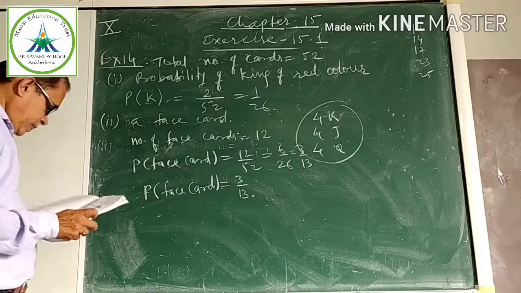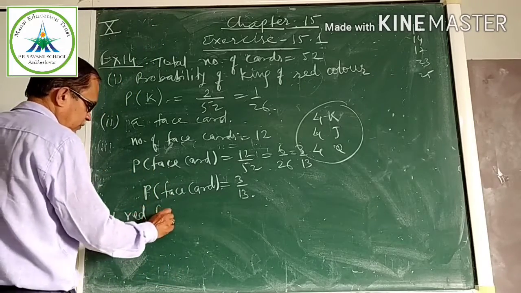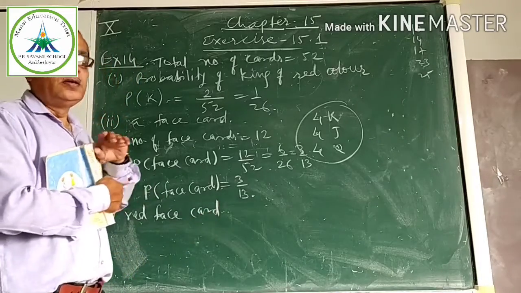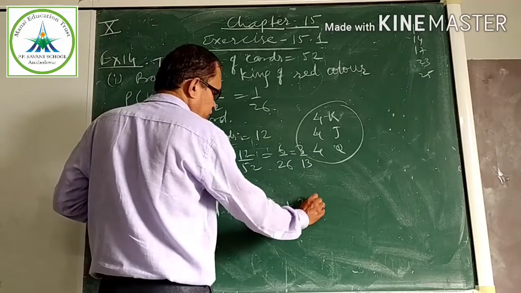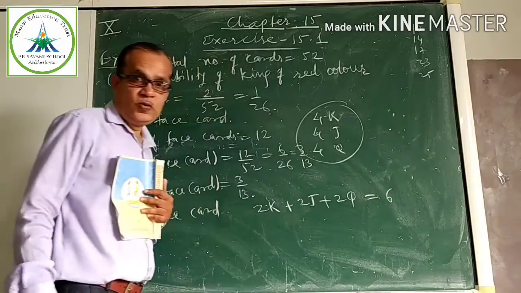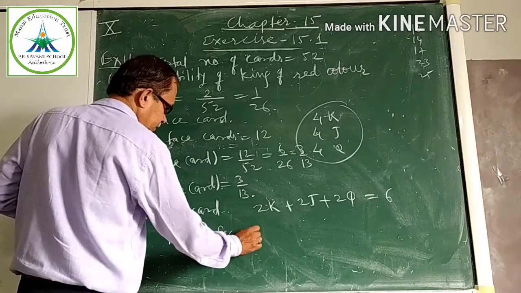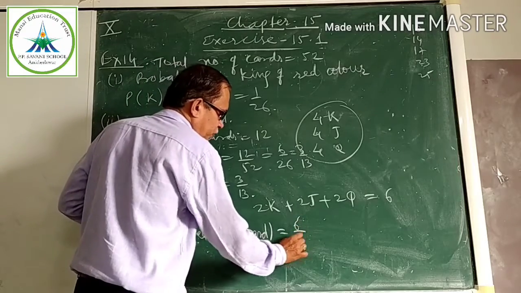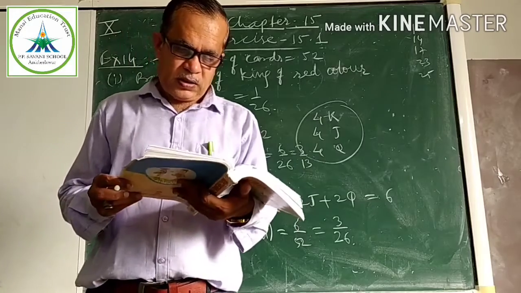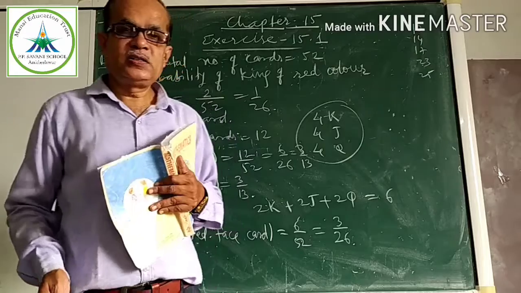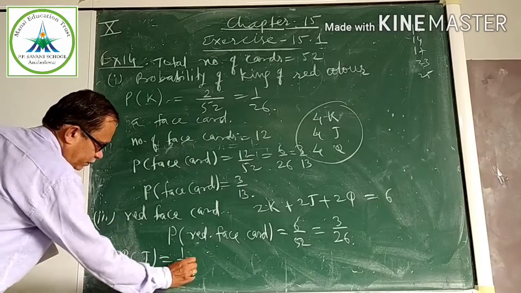Now a red face card. How many red face cards are there? Two kings, two jacks, two queens, that is 6. So probability of red face cards is 6 upon 52, that is 3 upon 26. And the jack of heart. How many jacks of hearts are there? Only one. Probability is 1 upon 52.